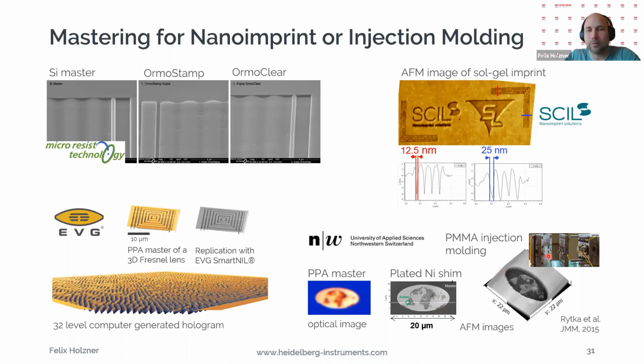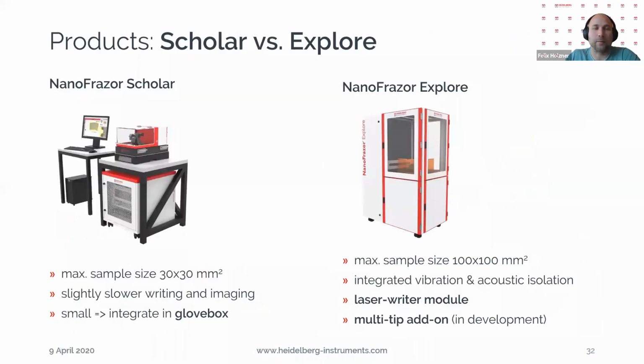And then you have an inverted 3D structure in nickel. And in this case, this was put into injection molding machines and then replicated with very high speed. So that's also a very interesting approach. So this, in my opinion, would be how you would use the NanoFrazor for mastering and then for high throughput manufacturing. So at the moment, we are selling two machines.